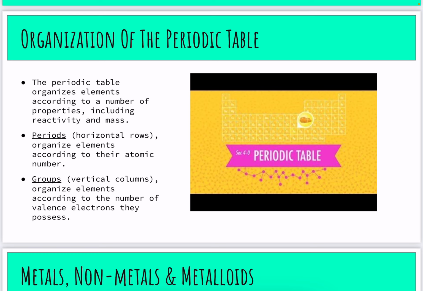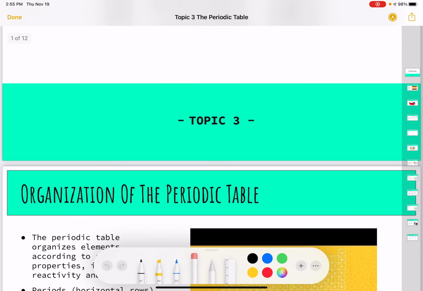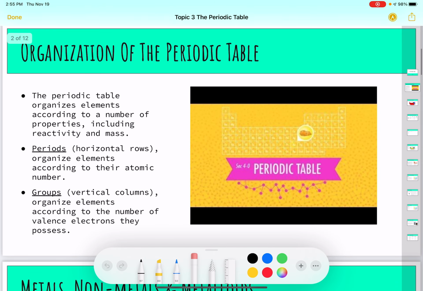Periods, those are the horizontal rows, organize elements according to their atomic number. Groups, which are vertical columns, organize elements according to the number of valence electrons they possess. So I just want to go over that for a second. Valence electrons, I don't know if we've used that word yet, but those are the electrons that are in the outer shell.